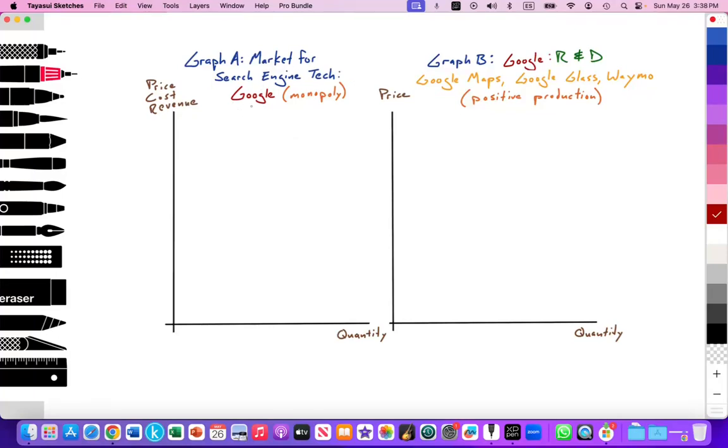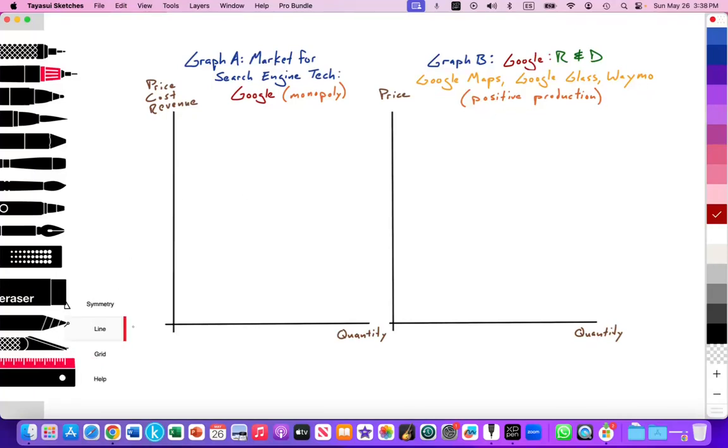We're looking at a particular firm, that being Google, and Google being the monopoly, having 90+% of the market share in the European Union. On the y-axis, we're measuring price, costs, and revenue, and on the x-axis, we're measuring quantity. In graph B, we're looking at Google and the investment of their supernova profit into research and development to develop new technologies like Google Maps, Google Glass, Waymo, and all that being an example of positive production.